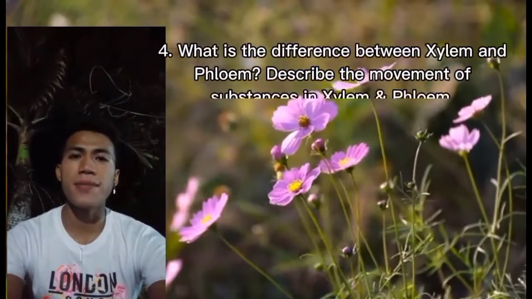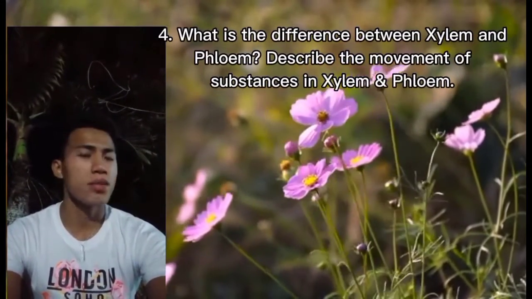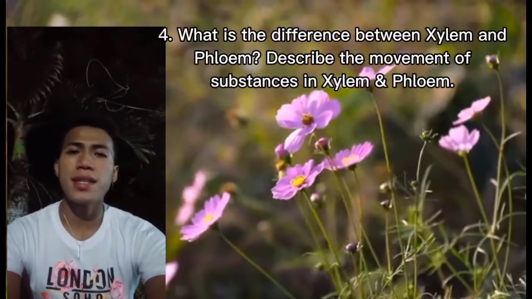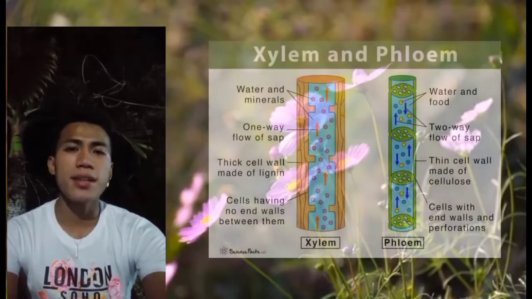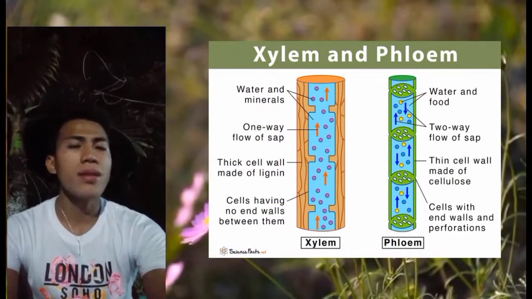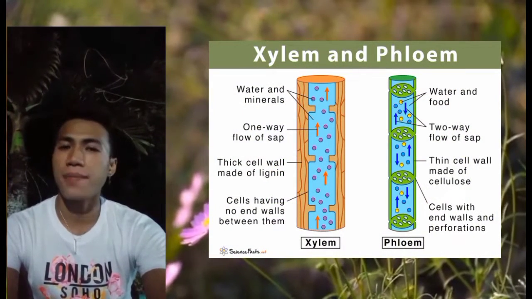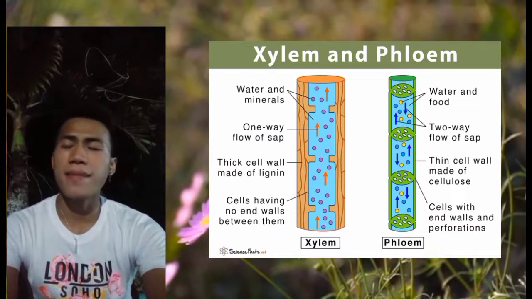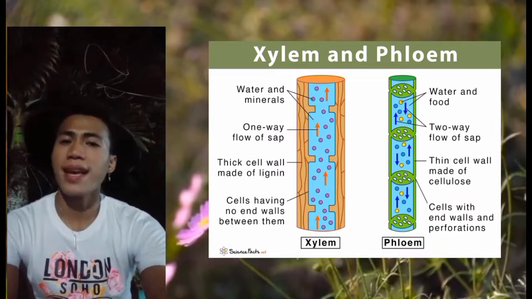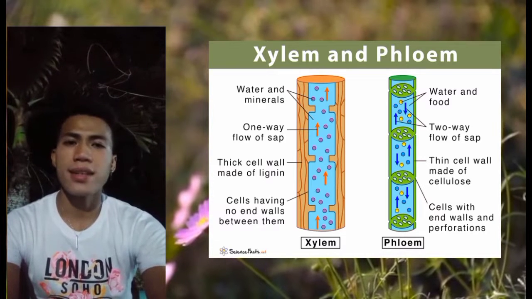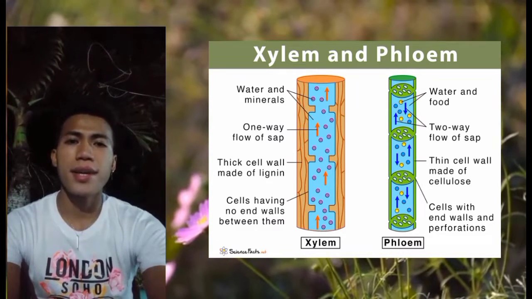Number 4. What is the difference between xylem and phloem? Describe the movement of substances in xylem and phloem. Xylem is made up of dead cells. Parenchyma is the only living cells present in the xylem. Phloem is mainly made up of living cells. Fibers are the only dead cells in the phloem. Xylem contains xylem vessels, fibers, and tracheids.